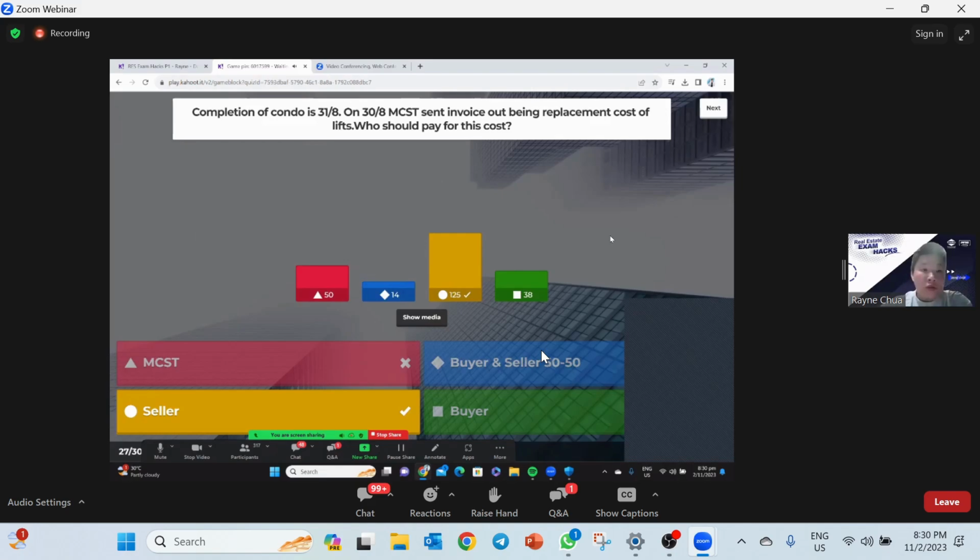So this is also similar to the question I mentioned early on, prior to the completion of the sale. Who is still the legal person? It is the seller of the condo. So the seller is still liable to pay for this replacement cost of the lift. Definitely it's not the buyer, because although the buyer has equitable interest, they have not yet taken over. So just take note, the seller of the property is still the legal owner until the completion is done. Okay, let's go to the next one.